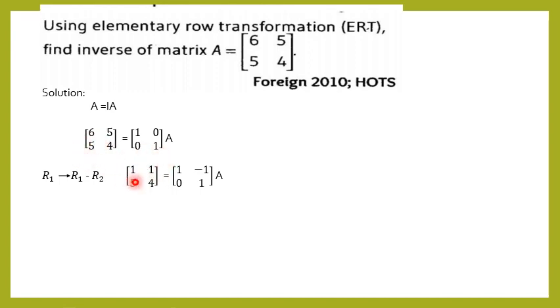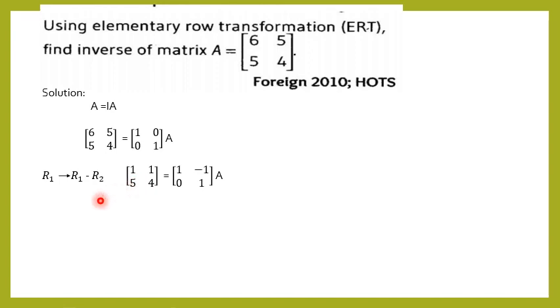Now, there is no change in the other rows. But we need to apply the same transformation on the RHS also. R1 minus R2. 1 minus 0, 1. 0 minus 1, minus 1. So, we completed the first task. That is, A11, the first element in the first row, becomes 1. All other elements in that column should be 0. So, we need to convert 5 to 0.